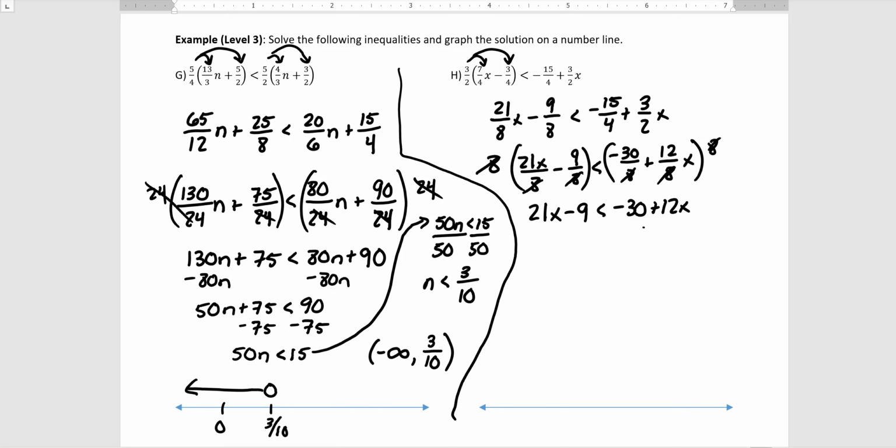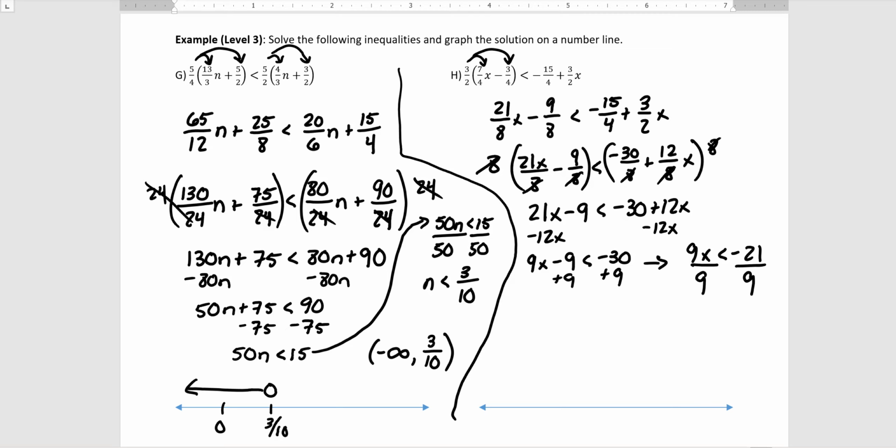All right. Well, let's subtract 12x from both sides. Subtract 12x. When I do that, I would get 9x minus 9 is less than negative 30. Add 9. Add 9. When I do that, I would get, I'm going to draw it over here. 9x is less than negative 21. Divide by 9, divide by 9.